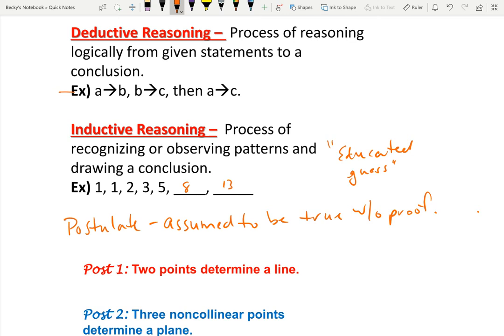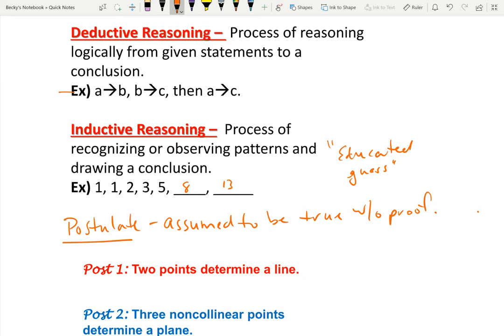Okay, so we're going to have all these postulates for the entire year that we get to use, and they are true, but we don't prove them. That's the point of them. And we're going to use these postulates to help us get to conclusions using deductive reasoning. Now, I know I sound like I'm talking in circles, but you'll get the hang of this. Postulates are like main rules, and we use those to help us get to new rules, if that makes sense. So our very first postulate is: 2 points determine a line.